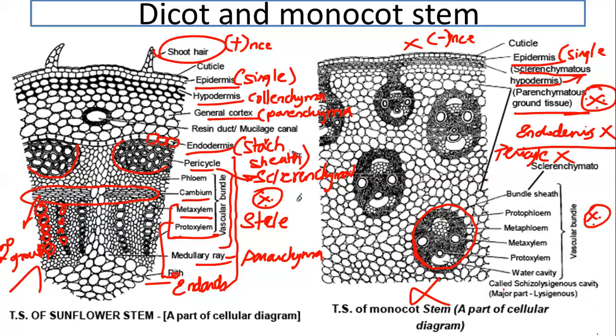This is what we studied earlier, right? Open vascular system means it will have a cambium which will show growth during secondary growth. Whereas in monocot, there is no secondary growth, so there is no cambium, so it is a closed vascular bundle. Next, parenchyma: pith and medullary rays will be present in dicot, whereas pith and medullary rays will both be absent in monocot.